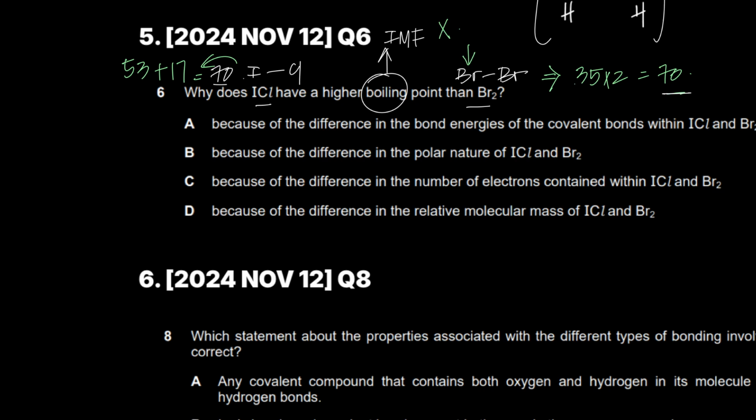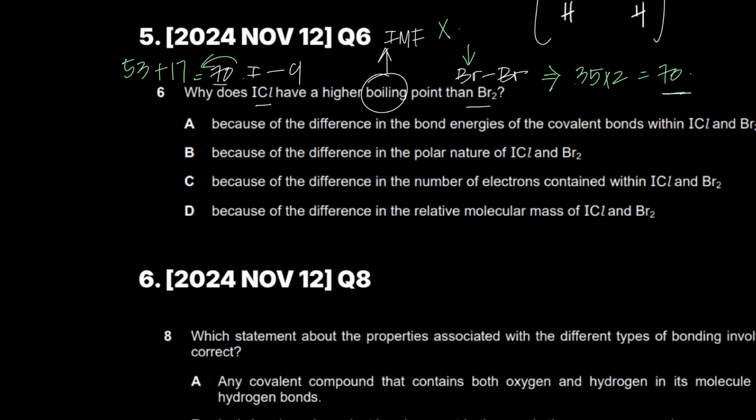Tell me, can I say this? Please, speak. This is not an MCQ class. I have to teach the proper class after this. I have to quickly do 20 MCQs with you guys. So can I say that ICl has a higher boiling point than Br2 because it has more ID-ID interactions? Can I say this?